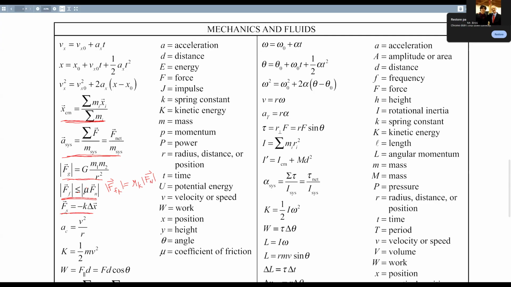And then spring force is negative k delta x. That one's not too crazy. Just keep in mind your k value is positive. If there's just a negative sign in front of it, so it's like -1 times k. But the k values should be positive.